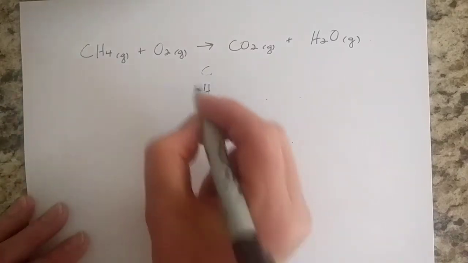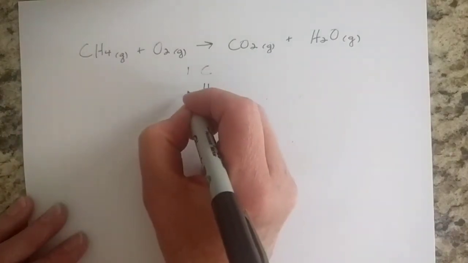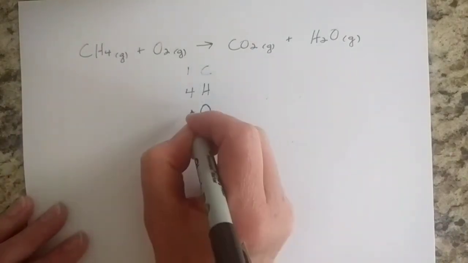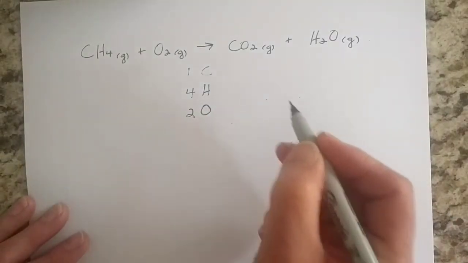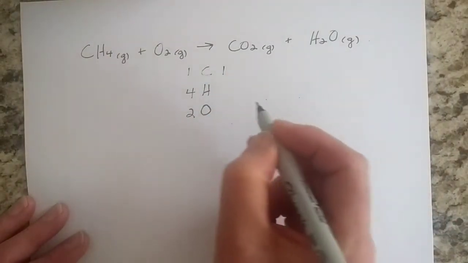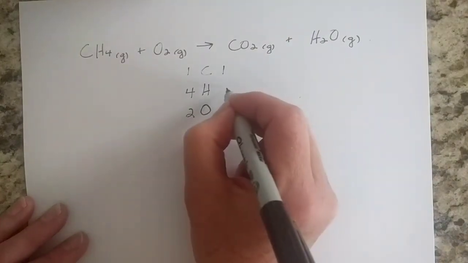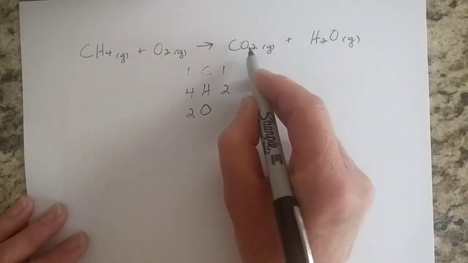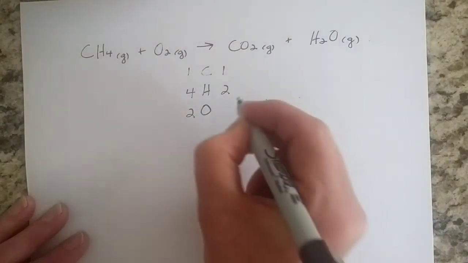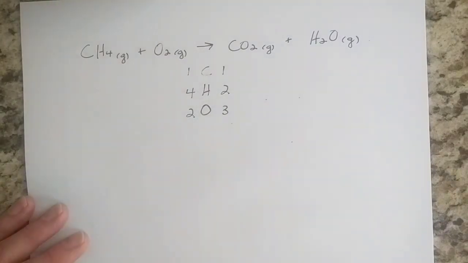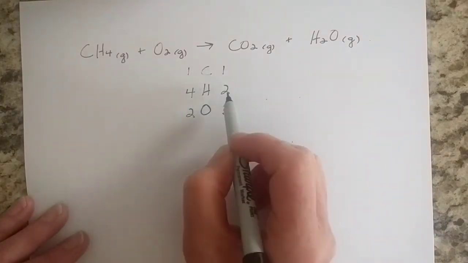Okay, so we have 1 carbon on the reactant side, 4 hydrogens, and 2 oxygens. On the right, we have 1 carbon, we have 2 hydrogens, and we have 2 plus 1, we have 3 oxygens on the right. So we're going to worry about that last. So carbon's good. Now we do hydrogen.